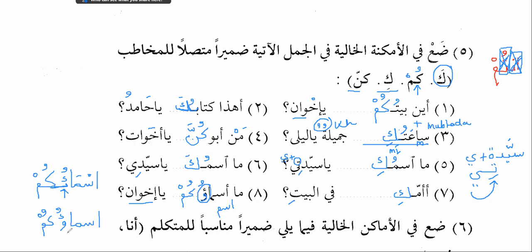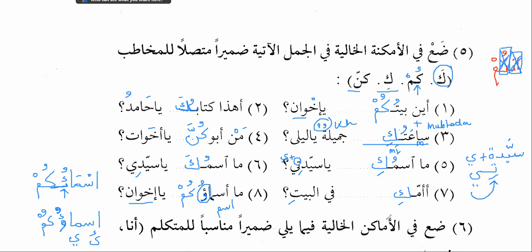And when it is separate at the end, it sits on a waw. Why? Because it has a dhamma. If it has a ya, it sits on the ya. And when it has the fatha, it sits on the alif maksura.